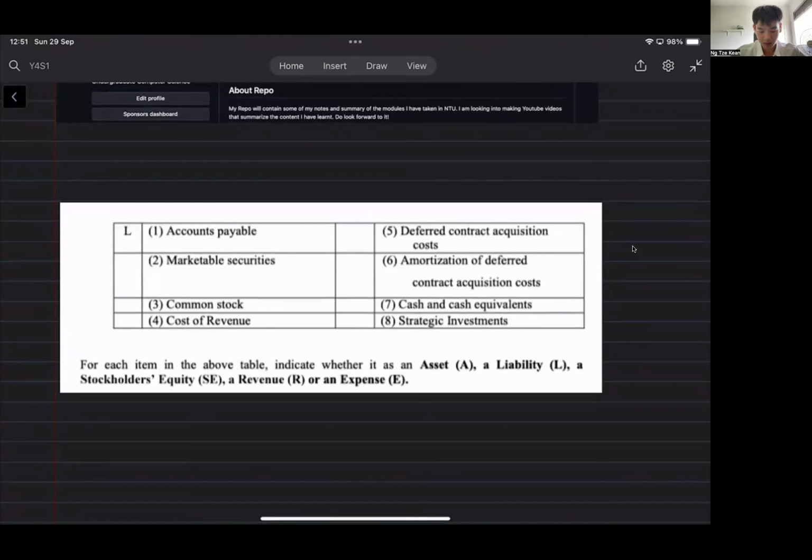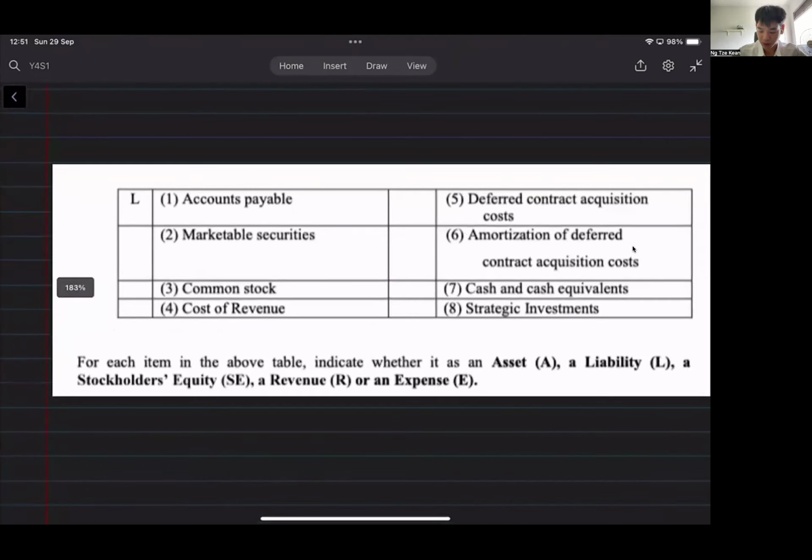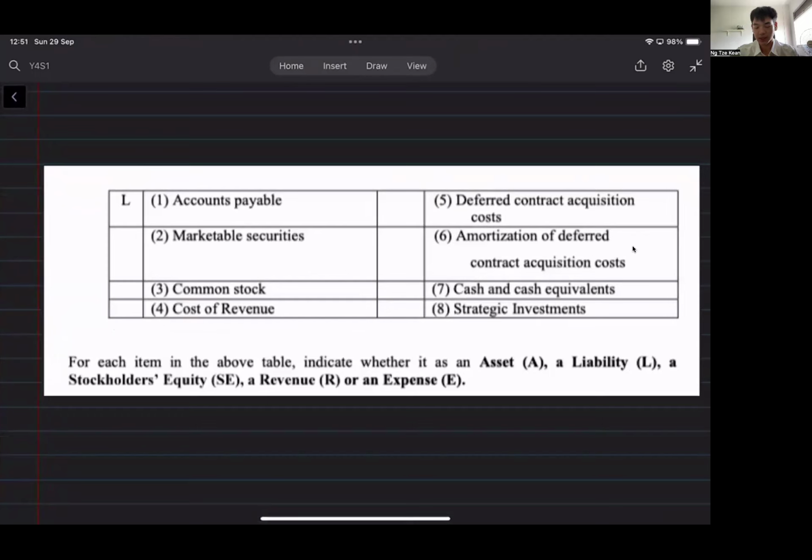And we are faced with the first question. So in this tutorial, there will be two questions. And for this question, we are told to label the different line items in, I believe, the balance sheet, indicating whether it's an asset, liability, or a stockholder equity. And if it's a stockholder equity, whether it's a revenue or expense.